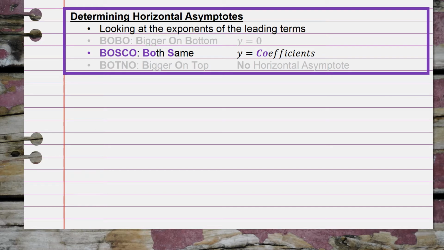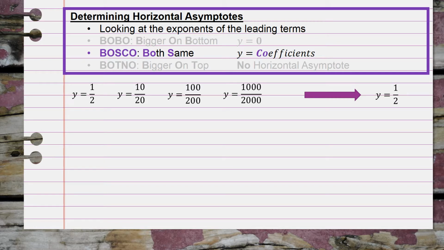For Bosco, let's look at this one. This is when you have the same degree. If I were to look at y equals 1 over 2, and I were to change that to 10 over 20, or maybe 100 over 200, or maybe 1,000 over 2,000. Notice the numerator and denominator were always written in the same terms, whether they're tens, hundreds, thousands. Each one of those reduces to what value? Well, they all reduce to 1 over 2.